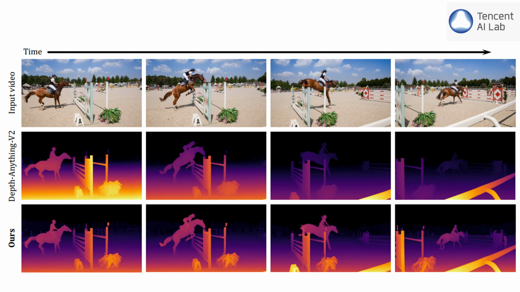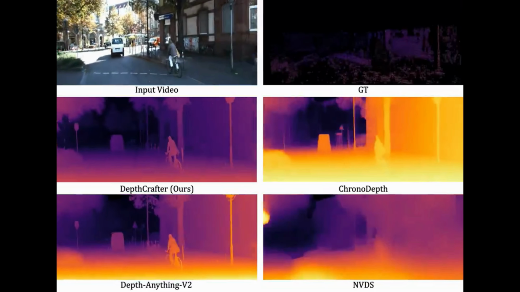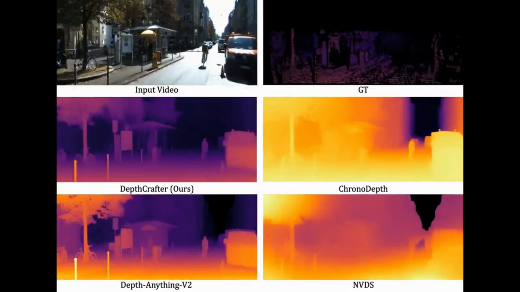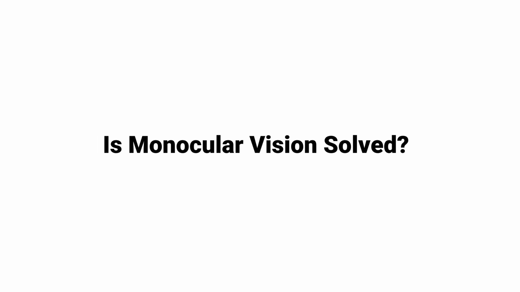Remember, we saw Depth Anything. This is the second version of the same Depth Anything model which we just saw. And this work is from Tencent AI Lab, and it's a beautiful work and it works really, really well. So here is another comparison of DepthCrafter, which is the paper we are talking about. You see the temporal consistency here to be much better, with no flicker compared to ChronoDepth or Depth Anything V2 or NVDS. So the question now is, is monocular vision solved?